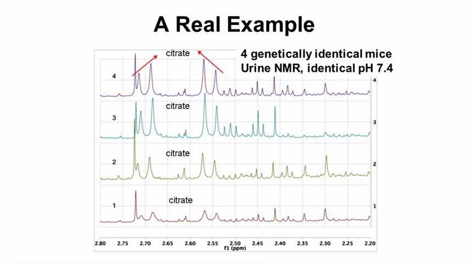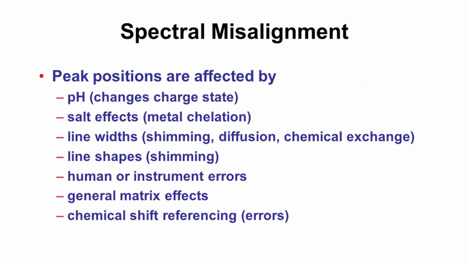So again, you want to make sure that all the peaks are aligned. As I mentioned before, peak positions can be affected by pH, salt, temperature, shimming, diffusion, chemical exchange, human or instrument errors, general matrix effects, and also chemical shift referencing errors. All of these contribute, and so for doing proper statistical spectroscopy, you want to make sure that those are dealt with.